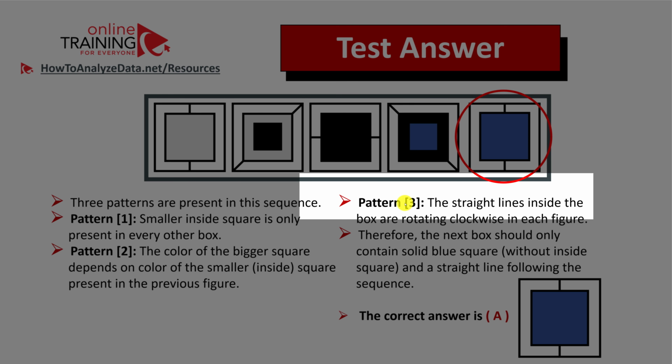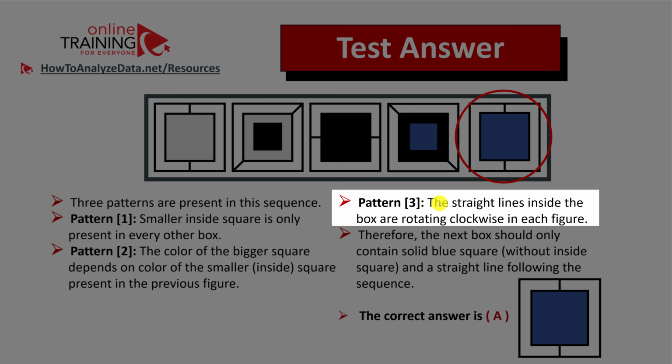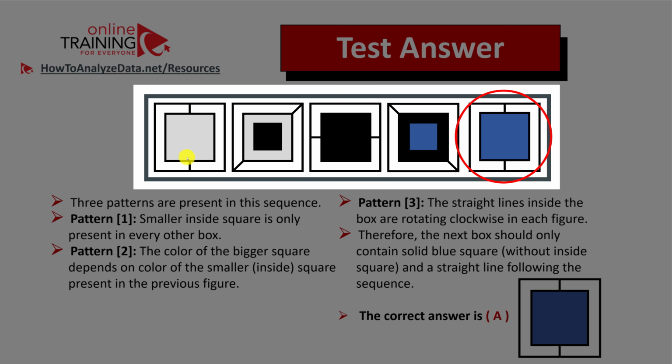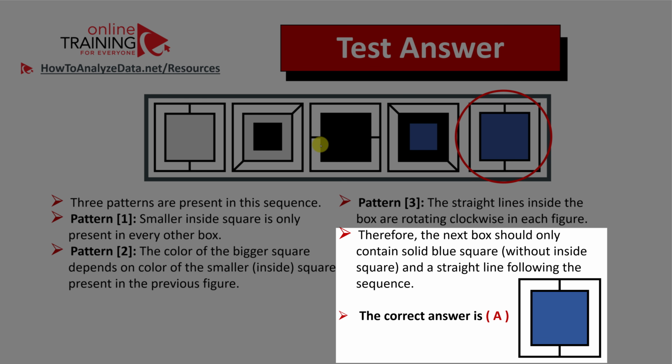Pattern number 3 is the pattern of straight lines, and you see that on the background there is a straight line, and the straight line is present in every figure. If you look closely, you will see that the straight line rotates clockwise. So based on this information, you can see that the next square should only contain a solid blue square without an inside square and straight line, following the sequence. This leads us to the correct answer for this particular question, being choice A.